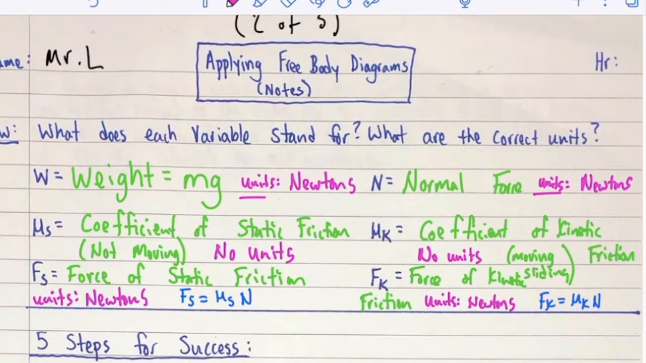So hopefully you had time to look at our physics warm-up, the review, and I'm just going to go through it. Make sure you understand this part because as we go on, it's like we're getting tougher with each problem we do. So what does each variable stand for? What are the correct units?